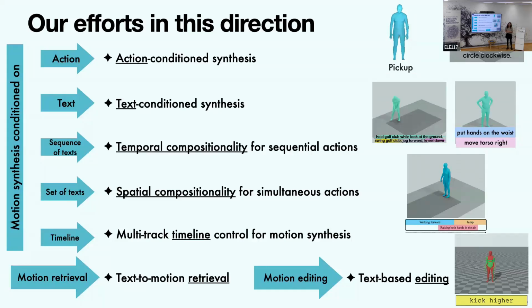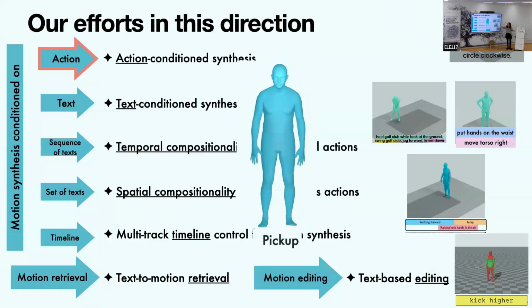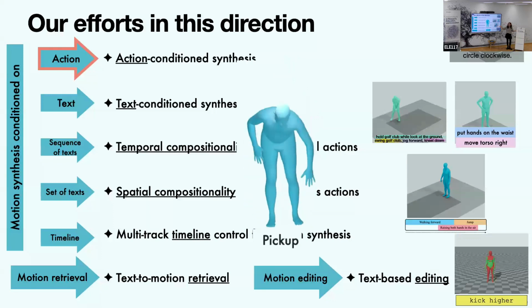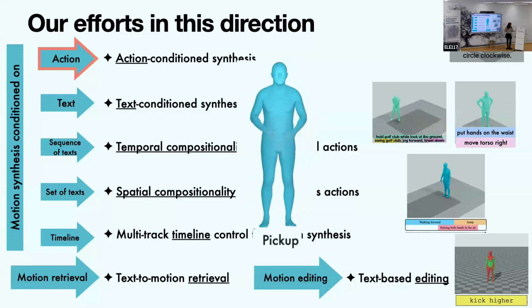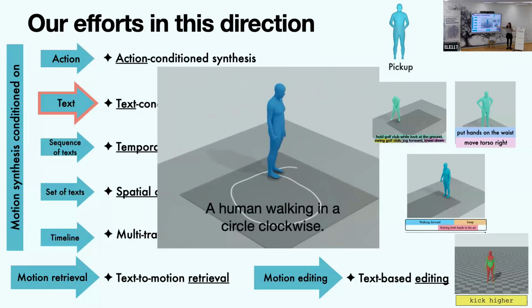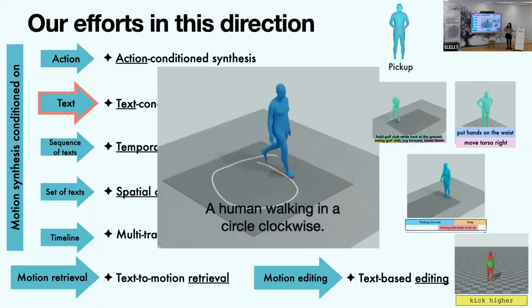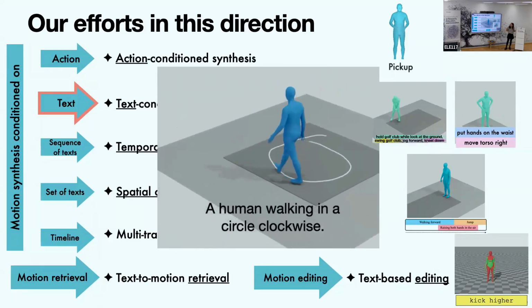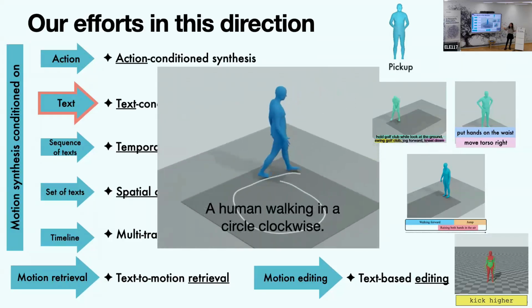And what we've done so far in this direction, I can summarize in one slide. I'll not go into detail of each of these, but just to show you the sequence of how things evolved. We started with what we call action-conditioned synthesis. So you have a given input, a category, and you want to generate randomly some sequence that follows that. And then we went to open vocabulary, free-form text conditions. So for human walking in a circle clockwise, you want to generate the motion. That's the base of most of the follow-up works.